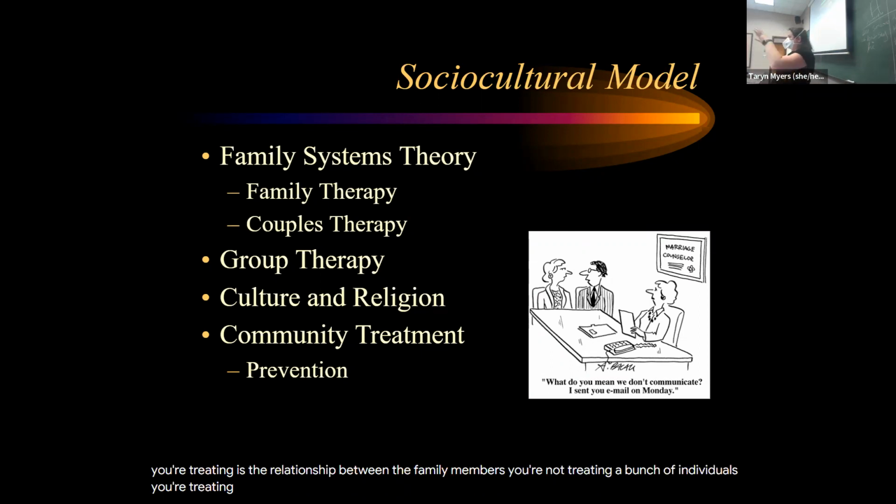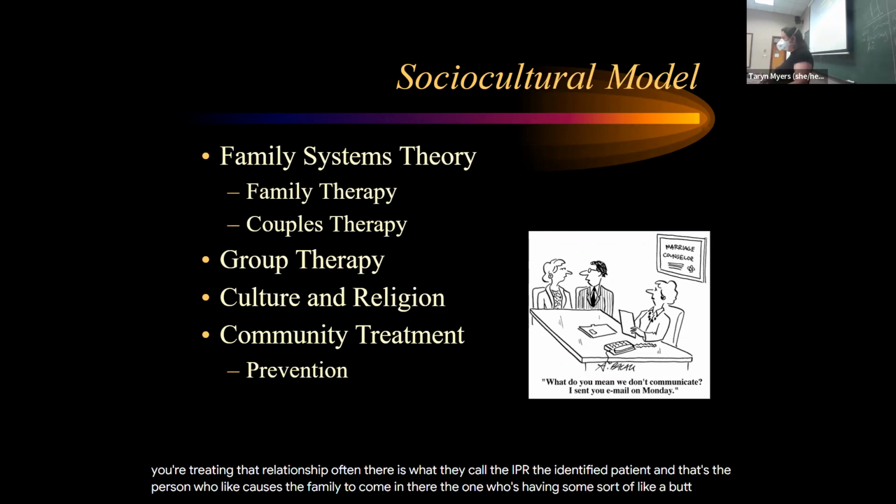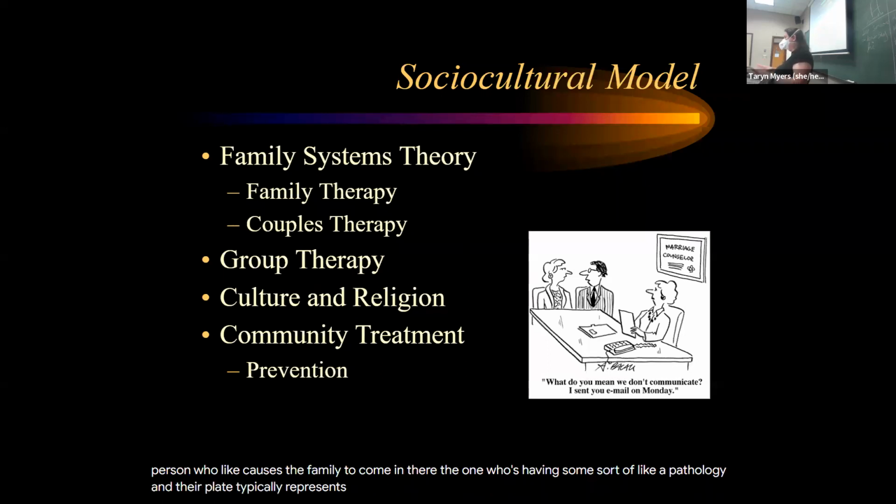You're treating that relationship. Often there is what they call the IP or the identified patient. And that's the person who like causes the family to come in. They're the one who's having some sort of psychopathology. And their plight typically represents the plight of a family as a whole. Family therapy, therefore, focuses on the family as a unit.